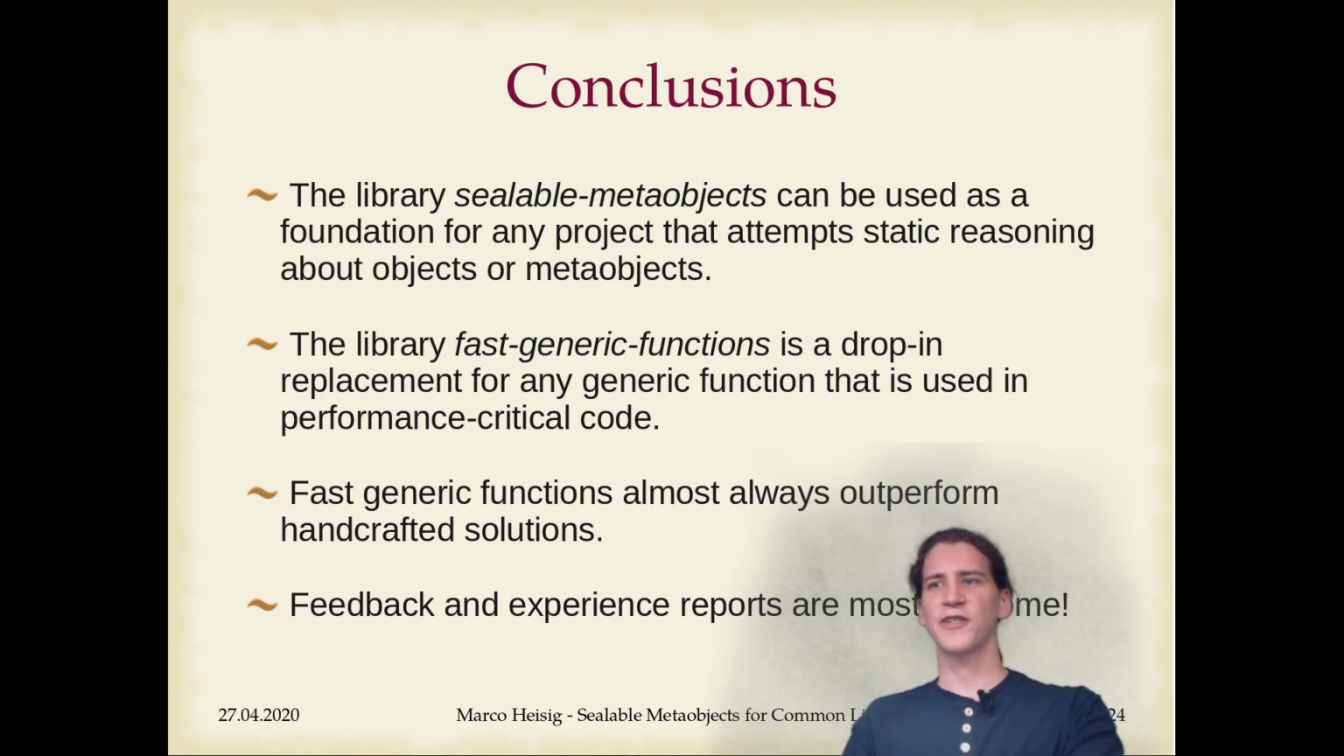Fast generic functions almost always outperform handcrafted solutions, and if you have a handcrafted solution that is still faster, write me and I will try to fix it and get the same performance, because I really want to relieve people from hand wiring their keyword parsing code. And the most important part, feedback and experience reports are most welcome.